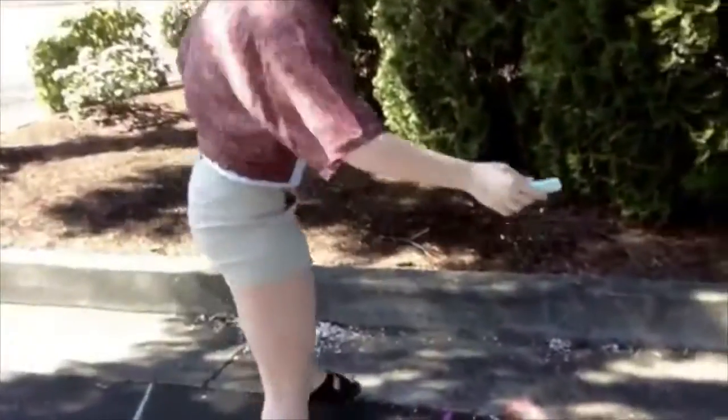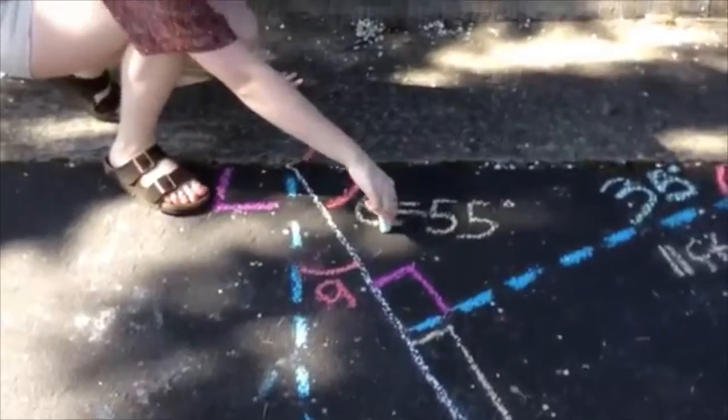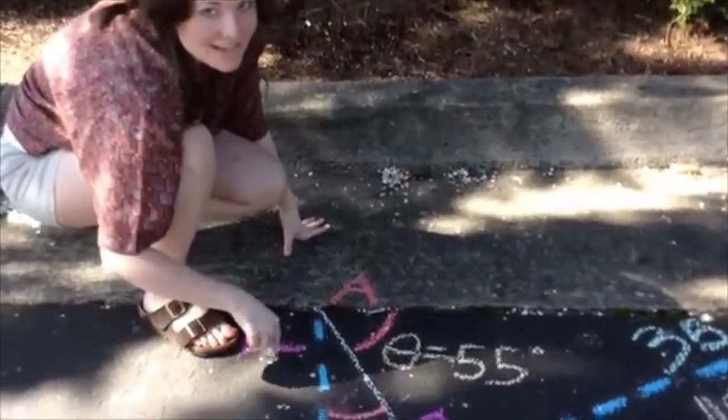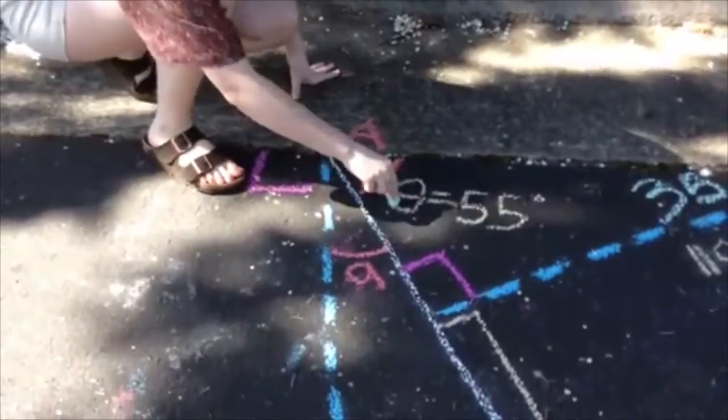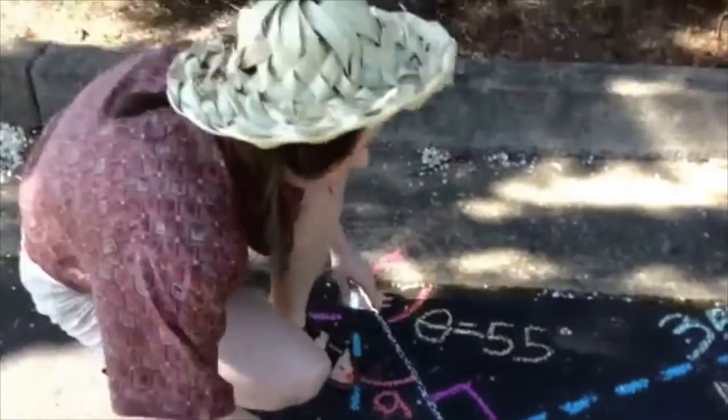Step 2. Gotta solve the angles that are around it. Look, this is 90 degrees, so 90 minus 55 is 35. So our angle A right here is 35.